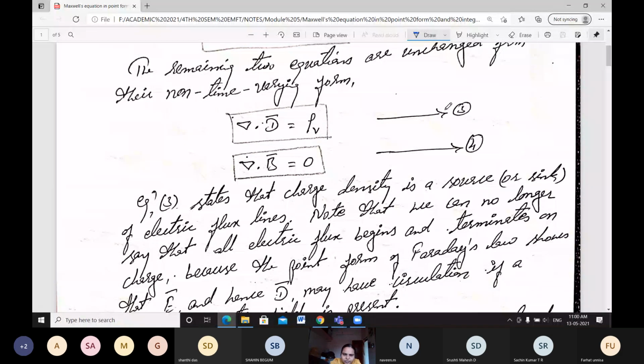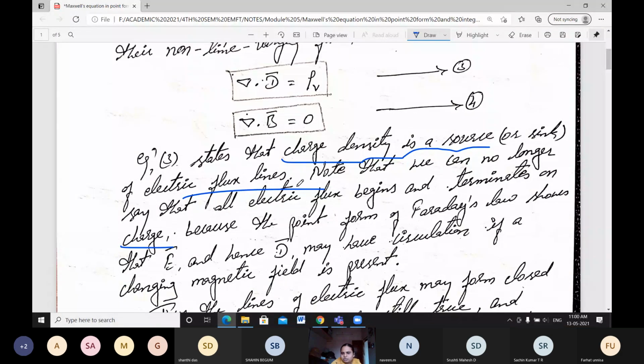The third equation, del dot D equals rho V, states that the charge density is a source or a sink of electric flux lines. It may release or it may terminate electric flux lines. Note that we can no longer say that all electric flux begins and terminates on a charge only. Means the flux generated from a charge does not necessarily start and end at that point only.